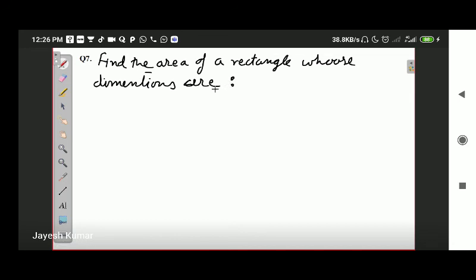What do we mean by dimension? One term given to us will be length, and another will be breadth. For any rectangle, there are two dimensions, breadth and length. If you multiply both dimensions, you get the area of the rectangle. Area of a rectangle is length into breadth. I hope you remember it.